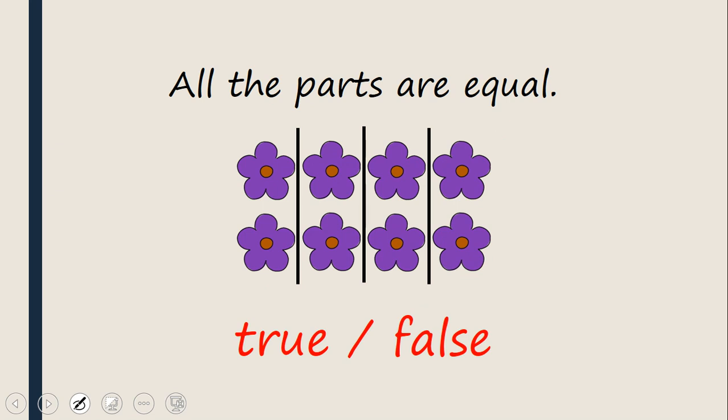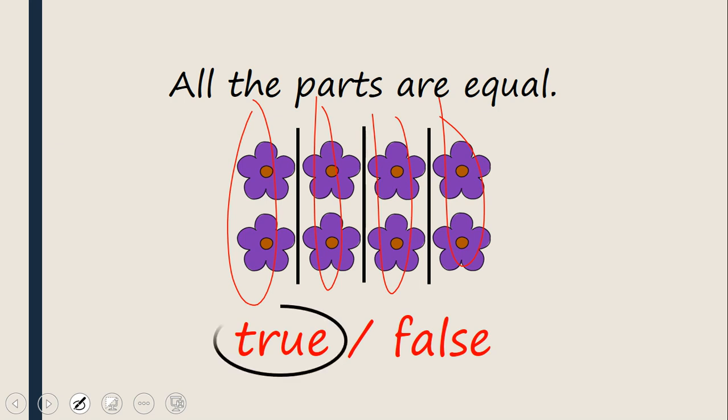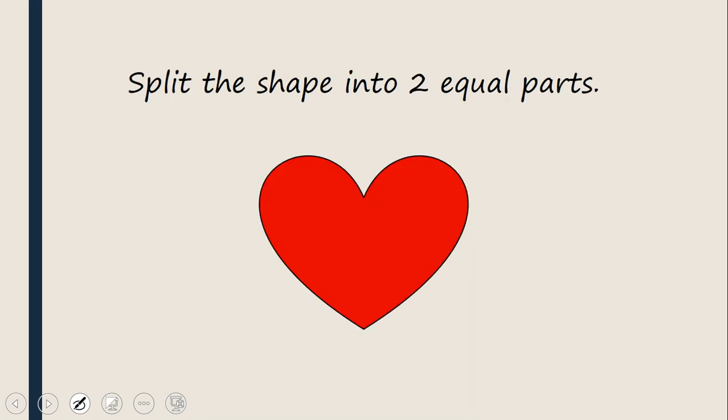All right, what about this one? We have true or false. There's 1 group, 2 groups, 3 groups, 4 groups. Are these equal parts, equal groups? They each have 2, so they are equal groups, so true.